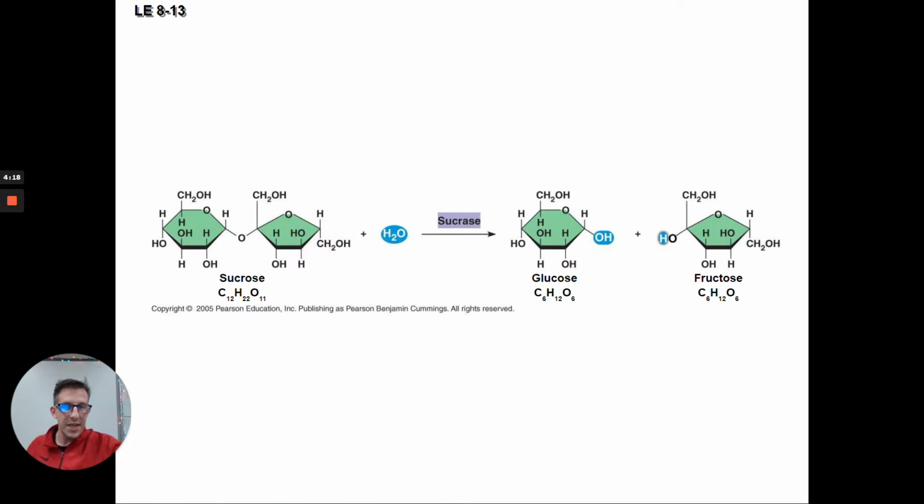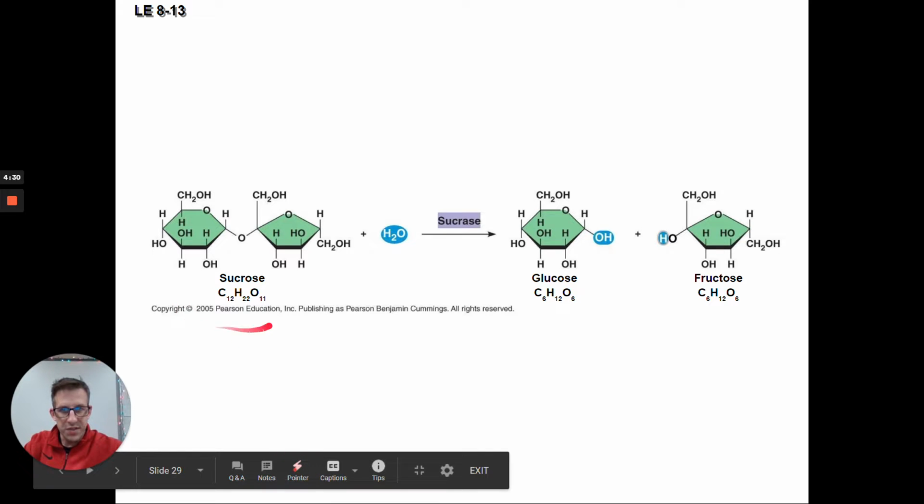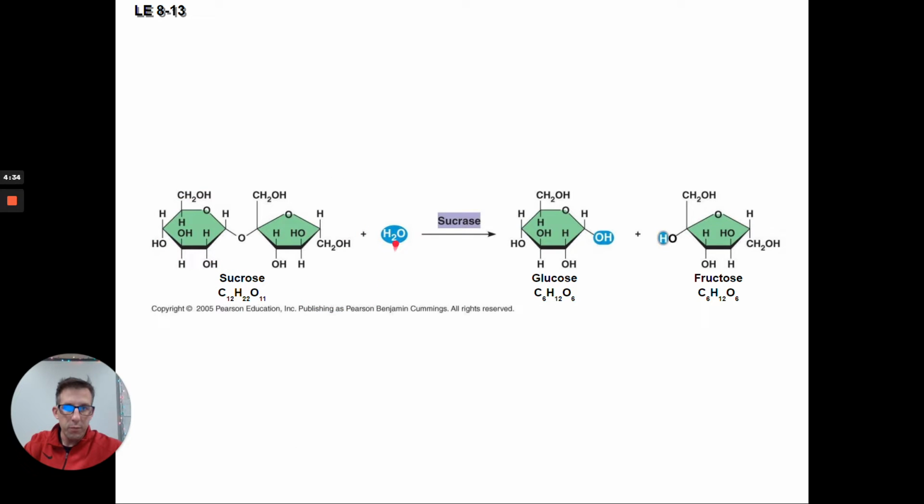All right, so we see that reaction here in front of us. It's a little bit different, but similar to any normal chemical reaction you'd see like in a chemistry class. We see sucrose over here, and they give you the structural formula of it as well, plus water. Then they give you the arrow.